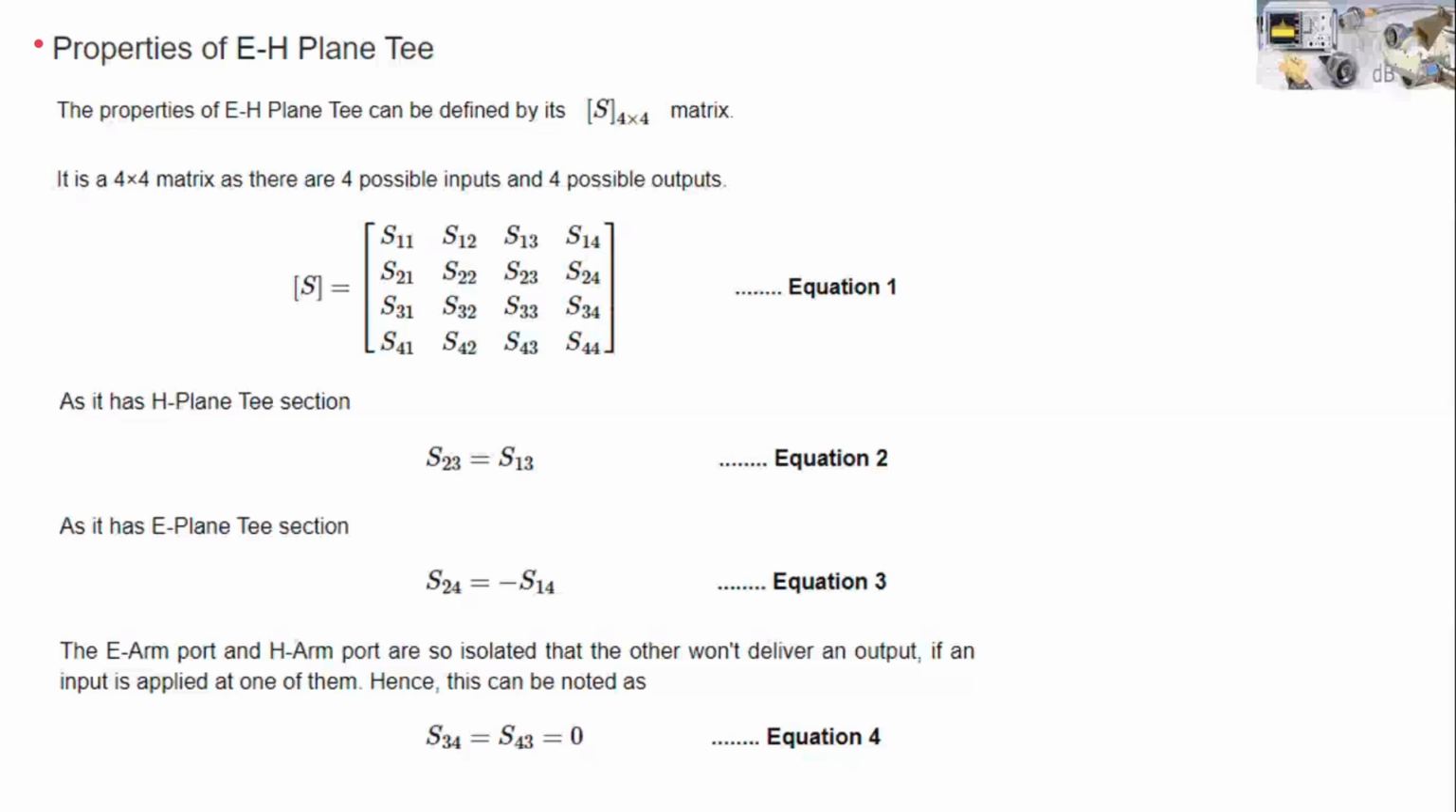Again, now we'll put the condition one by one. As it has H plane T junction, already we have seen in H plane what it is. S23 is equal to S13. Powers are additive in case of H plane T. Now, as it has E plane T junctions, obviously now the E plane T junction I have mentioned port 4. So what it will be? S24 corresponding to 4th port. If you are feeding the power, your S24 and S14 will be having out of phase sign. So S24 is equal to minus S14.